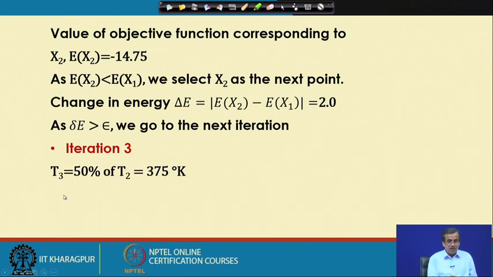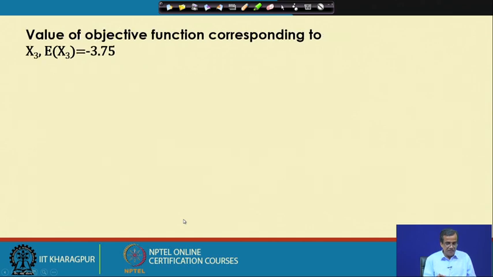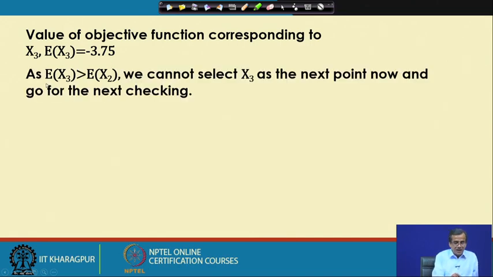Now, iteration 3. So, we go for T 3, that is 50% of T 2, that is 375 degree Kelvin, and corresponding to the random numbers 0.2 and 0.5, we get x 3, that is 1.0, 2.5, and we find out the function value, that is minus 3.75. But here if we compare E x 3 and E x 2, E x 3 is found to be greater than E x 2. So, we cannot select x 3 as the next point now, and we will have to go for the next checking.